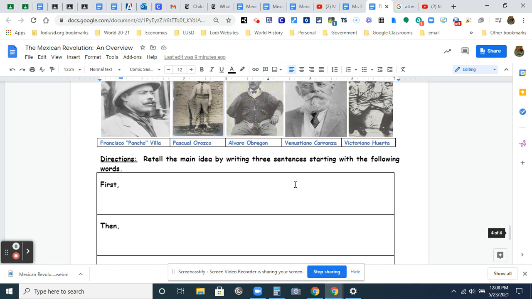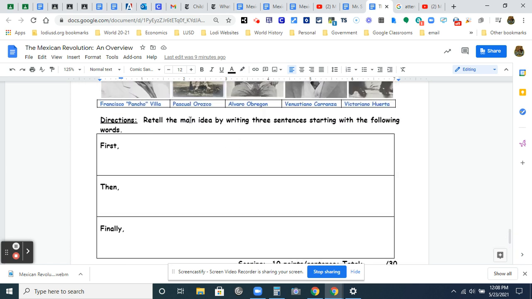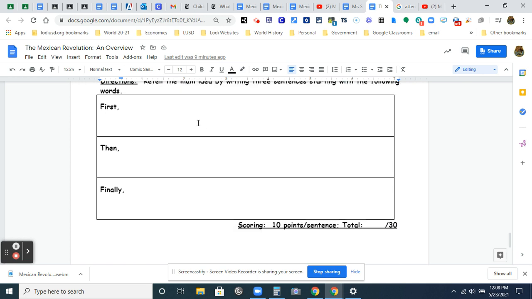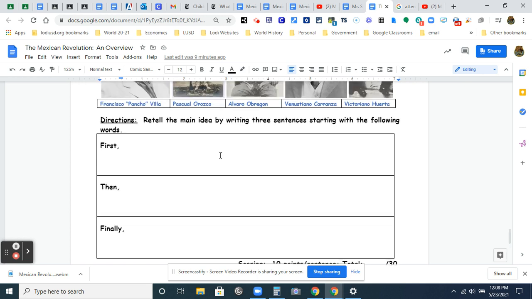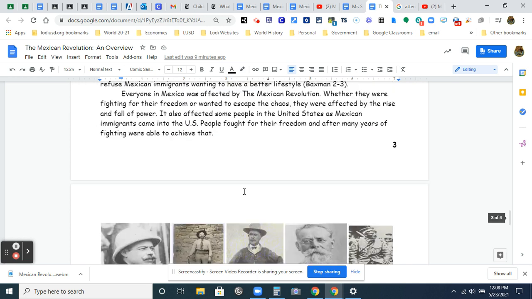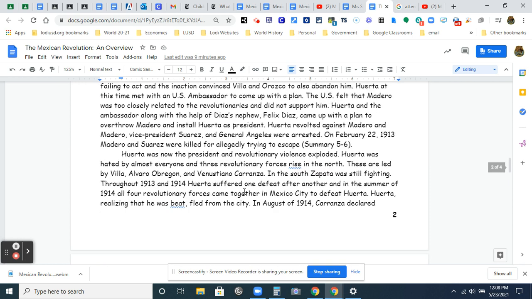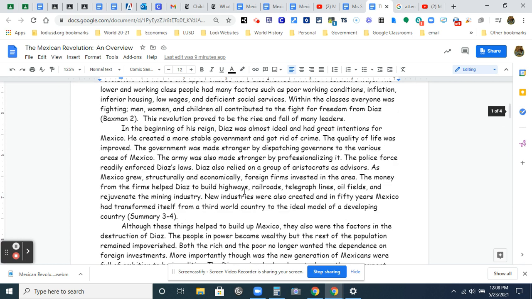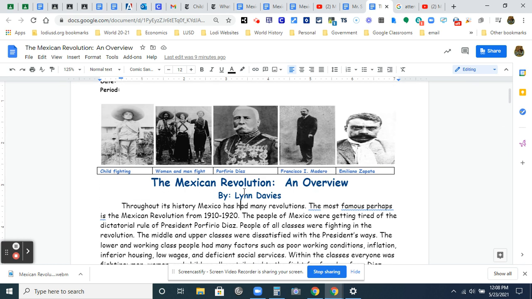Okay. So basically, your task with this is to retell the reading by writing three summary sentences, starting with first, then next, and then finally. You see, it's basically a three-page reading. So I would say read a page, do a sentence, read a page, do a sentence, read a page, do a sentence.